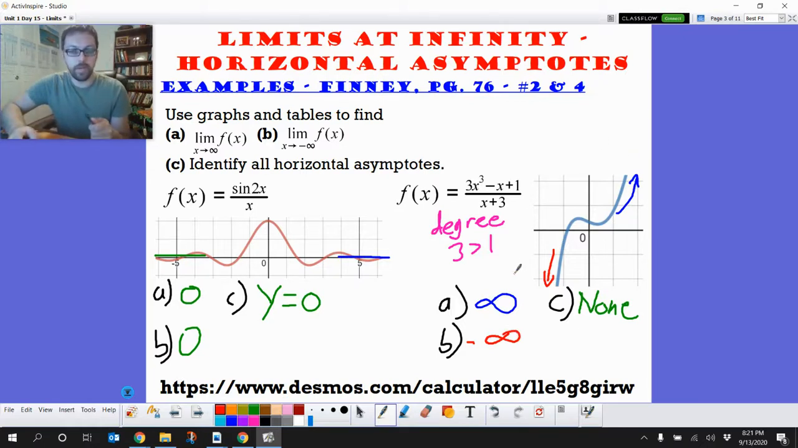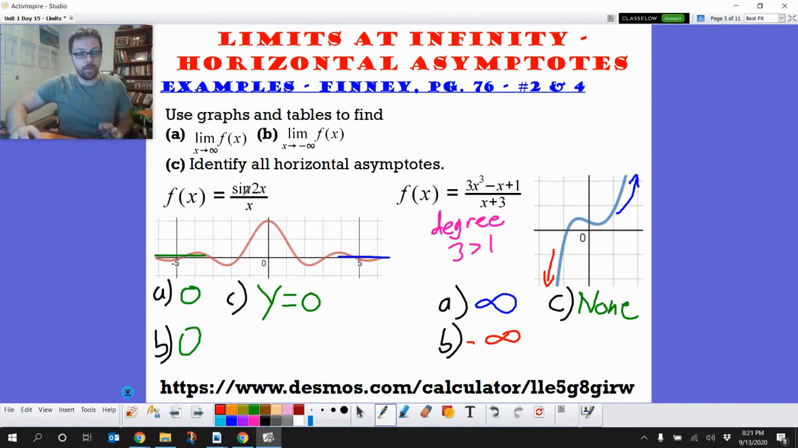The reason that it's doing this is because we've got an x cubed on the top. If you jam a really big number in there and you cube it, it's way big, and it's way bigger than anything on the bottom. So the number on top is way bigger because it's cubed than the number on the bottom. So that's going to produce a really big result.